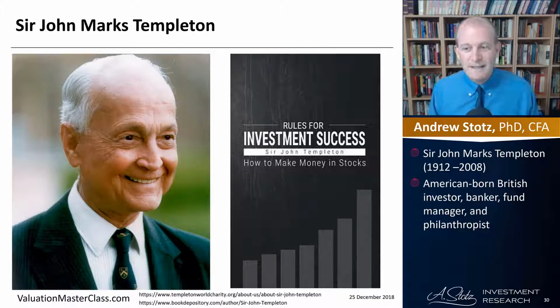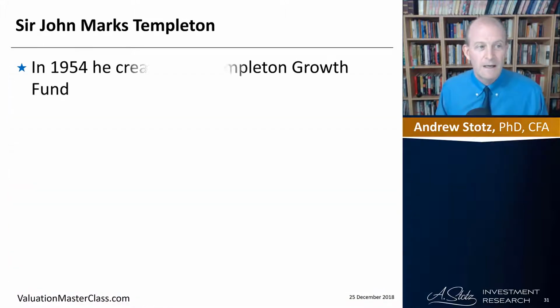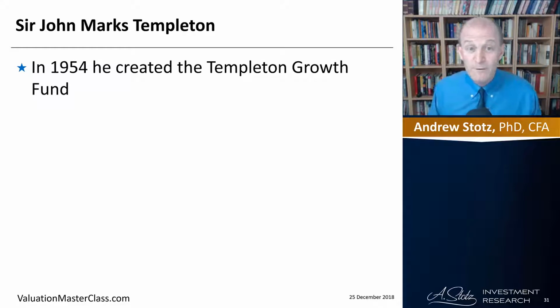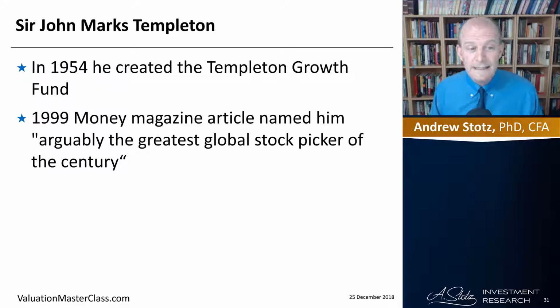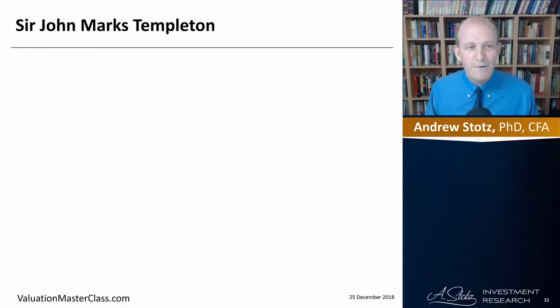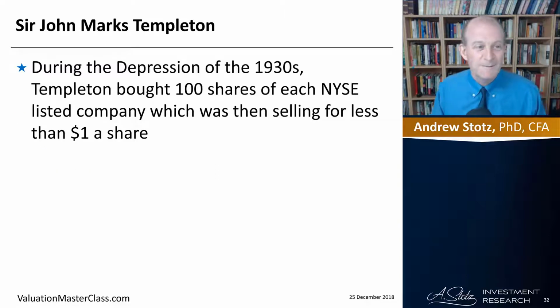He was born in 1912 and lived to 2008. He was an American-born British investor, banker, fund manager, and philanthropist. In 1954, he created the Templeton Growth Fund. In 1999, a Money Magazine article named him arguably the greatest global stock picker of the century, particularly because he used the word global. At that time, it wasn't that common. In fact, he was investing in Japan long before anybody even knew about Japan from an investment perspective.